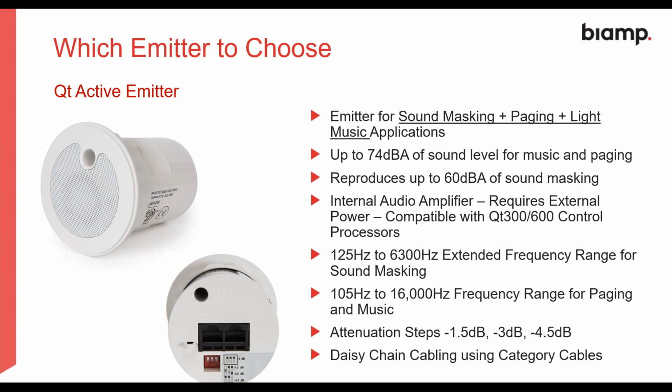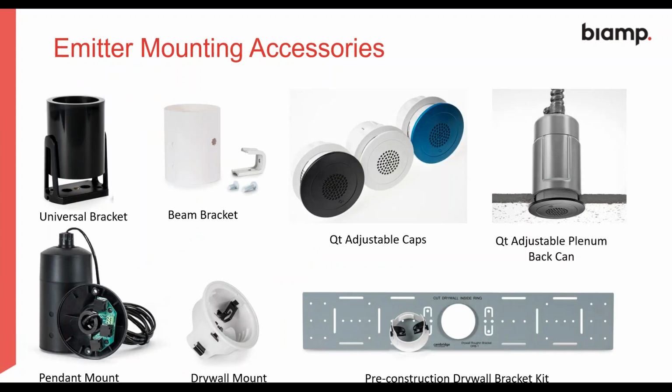The emitters are all the same width, approximately 90 millimeters, and they are standard fit into a standard ceiling tile. If there is no ceiling tile to use, we have this range of brackets. The most common one is a universal bracket that can go straight on the ceiling structure and point down. We also have the pendant mount for suspending in free air, and the drywall mount. The adjustable plenum back can and the drywall kit we don't tend to see a lot of in our region, however they are available.